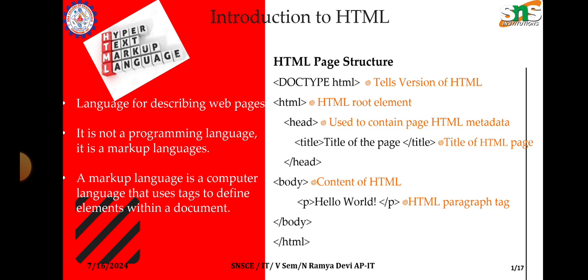And this is the overall structure of an HTML page. The first line is doctype HTML, which tells the version of HTML, and HTML is the root element. Head is used to contain the page's metadata, and title is the title of the HTML page, and body contains the content of your actual HTML. There are many HTML elements; in this example we have seen an HTML element called P, which is a paragraph tag.